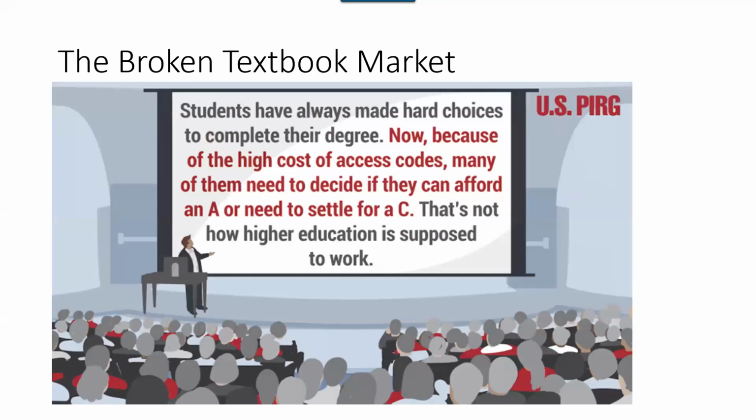And I think they sum this up beautifully, that students have always made hard choices to complete their degree, but because of the high cost of access codes, many of them need to decide if they can afford an A or if they will settle for a C. And that's not how higher education is supposed to work. And I'm not going to give you more of their statistics or their findings, but I would recommend that report.